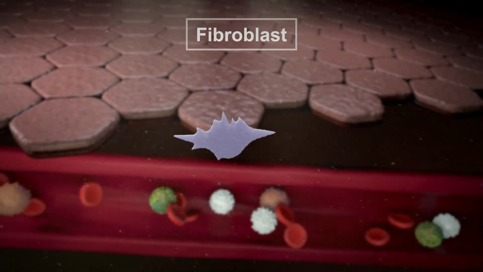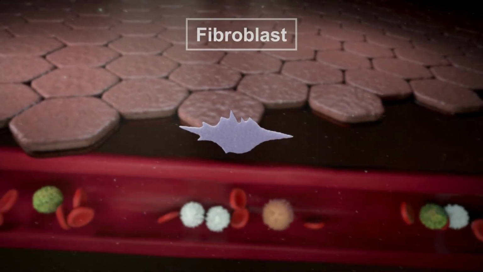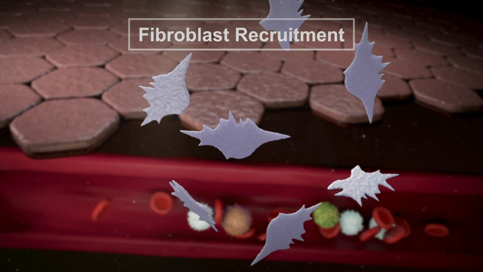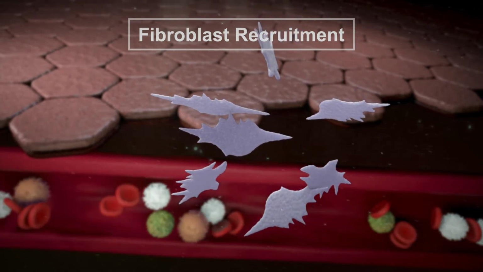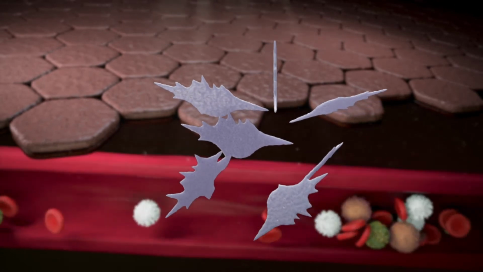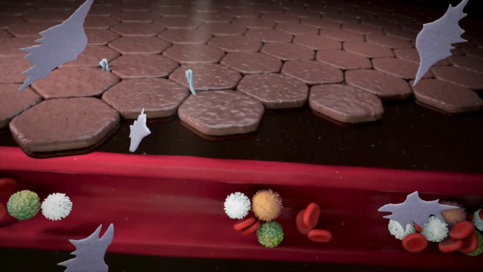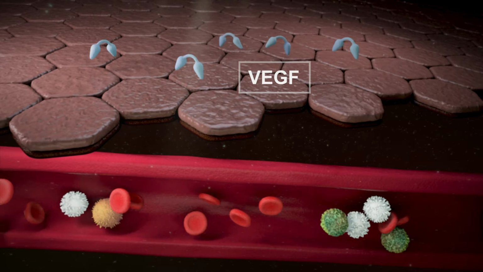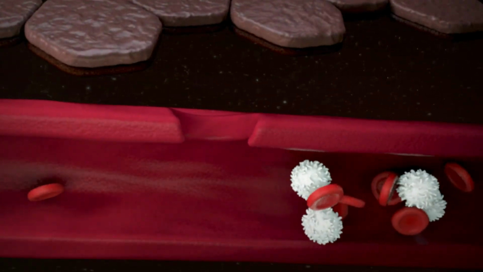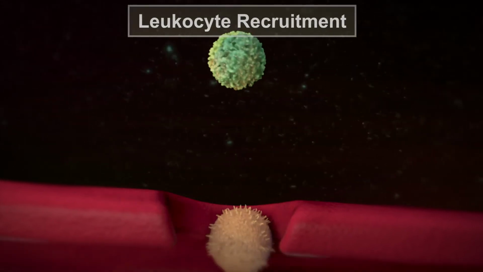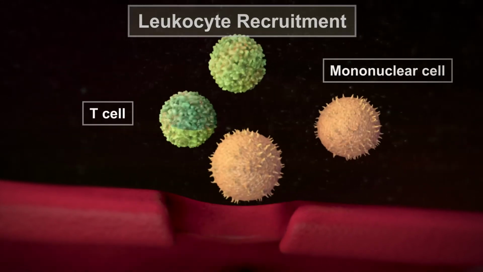Fibroblasts, the main effector cells in fibrosing interstitial lung diseases, are recruited from resident fibroblasts, circulating fibrocytes, and epithelial cells and fibrocytes undergoing epithelial mesenchymal transition. This recruitment is brought on by the release of certain profibrotic mediators. But once they're released by this damaged epithelium and endothelium, leukocytes, white blood cells, are recruited.